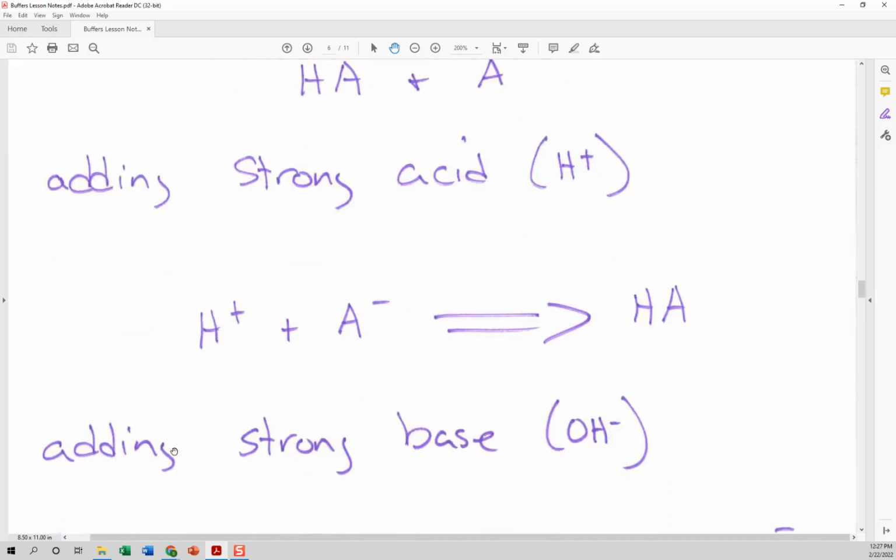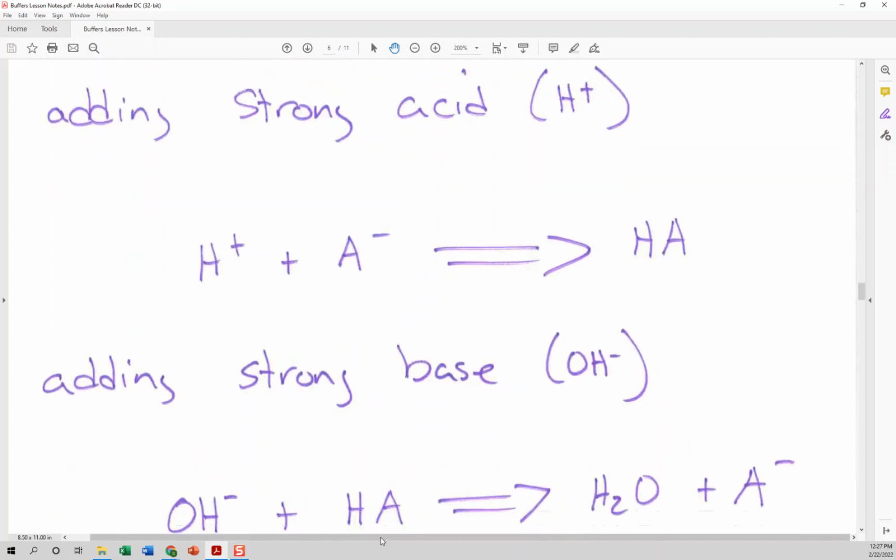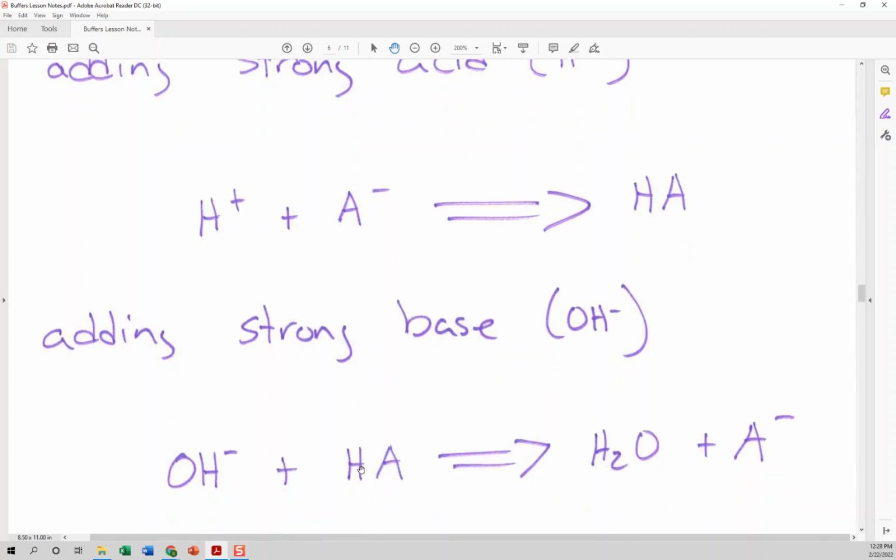But if I add strong base to that same buffer system, the OH minus is going to react with the HA of the buffer, the weak acid component of the buffer system, and produce more A minus. Okay, so this is how a buffer system protects from strong acid, and this is how a buffer system protects from the addition of strong base. Okay.